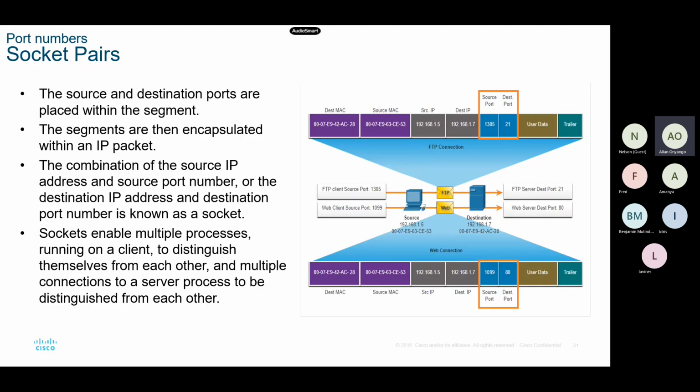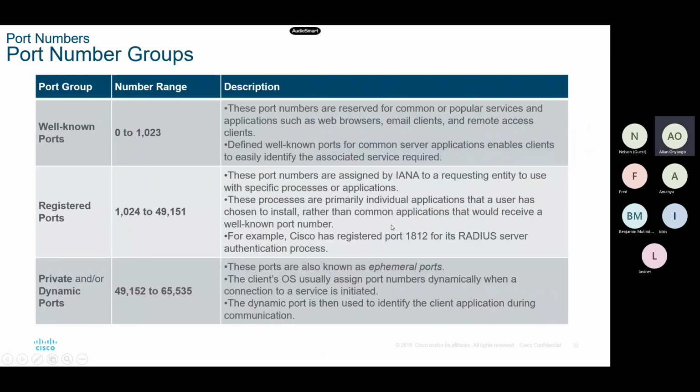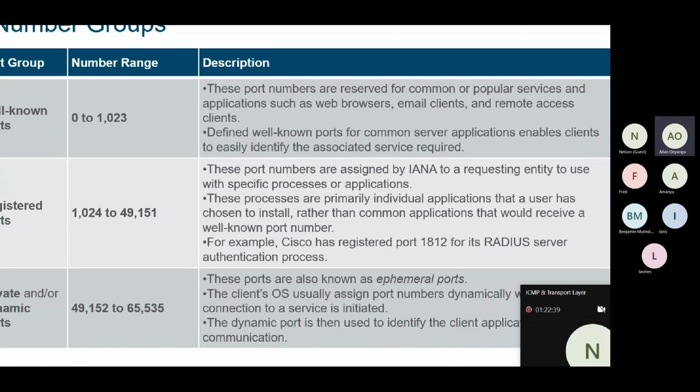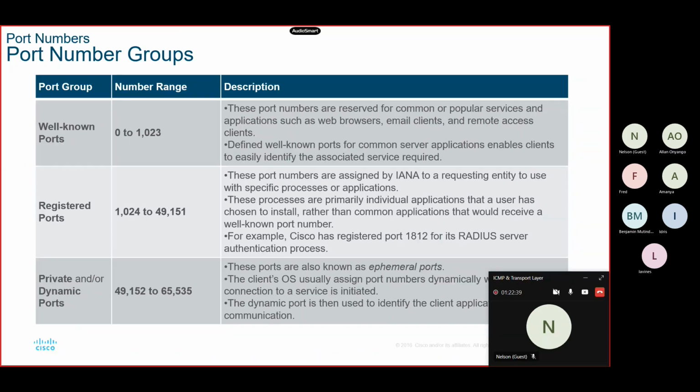And so that brings us to a point where we need to talk about port numbers right now. We have 3 categories of port numbers. The first category are called well-known port numbers. The well-known port numbers, from 0 up to 1023, are port numbers that have been reserved for common or popular services and applications like web browsers, email clients, remote access devices, and so forth. I will take you through some of them on the next slide. These port numbers are reserved and used to identify specific services.